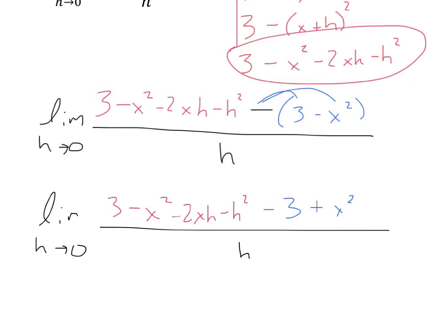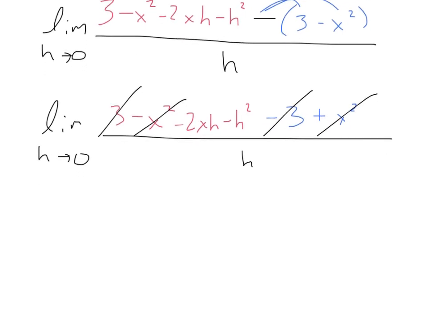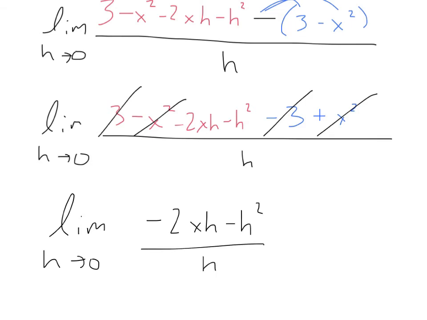And at this point, you start to notice that some neat things are happening, right? Like for instance, there's a 3 and a minus 3 in the top. For that matter, there's a minus x squared and a plus x squared in the top. So this whole monstrosity of an expression, of a limit, seems to turn into just the limit as h approaches 0 of negative 2xh minus h squared all over h.